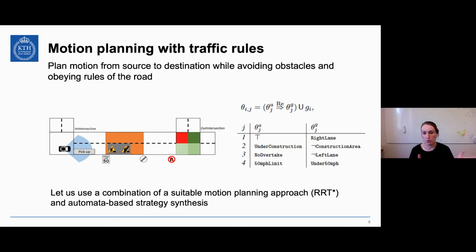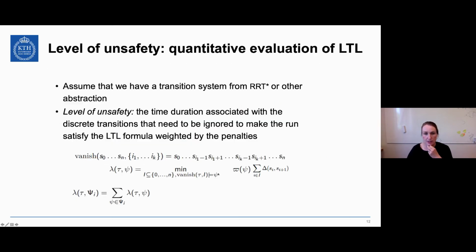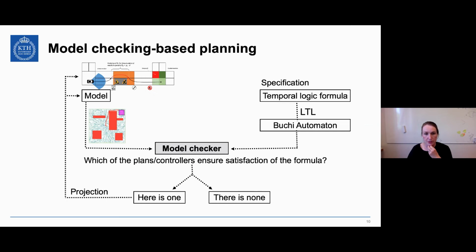And then we can use a combination of a suitable motion planning approach, like RRT star, build that nice tree, use the model checker, this automata-based strategy synthesis tool, and get a plan out of it and follow it in my RRT star tree, and I'm all done. In principle, yes. But when we started looking into this problem a little bit closer, we realized that, there we go, this is basically the outline.